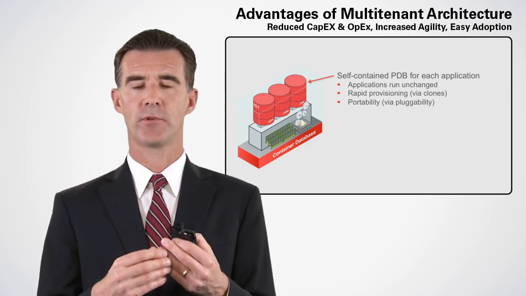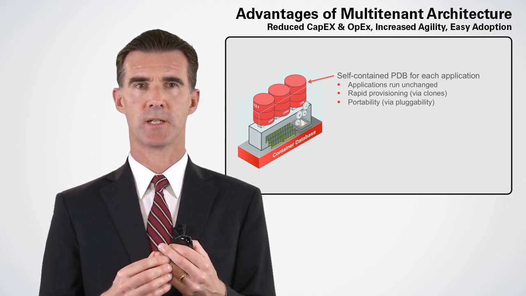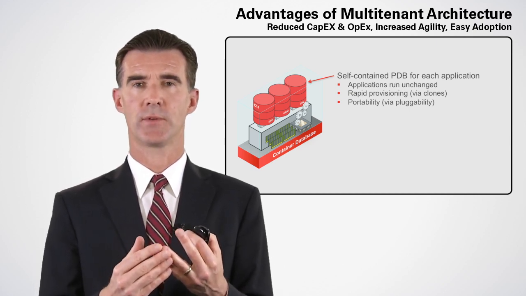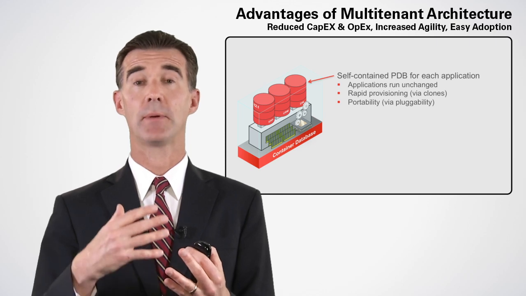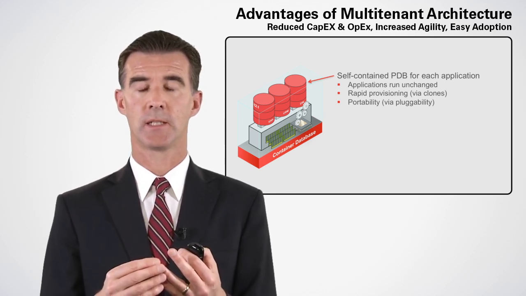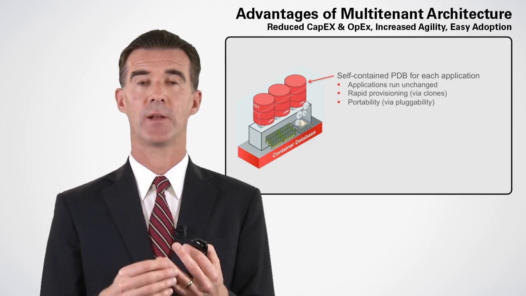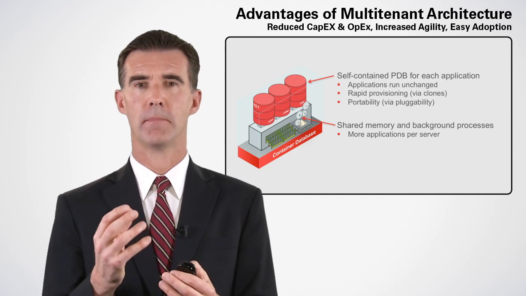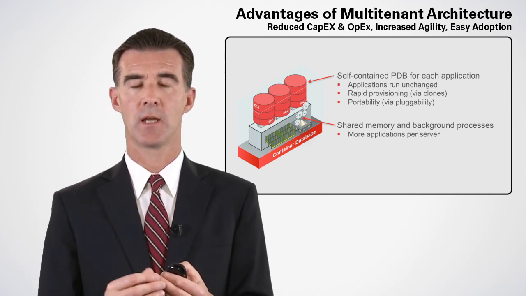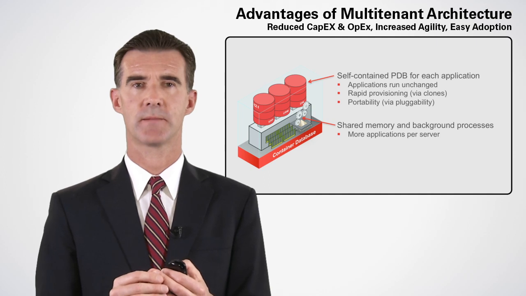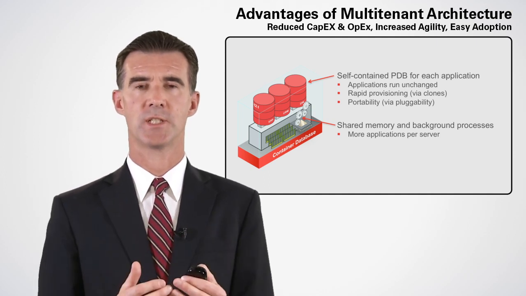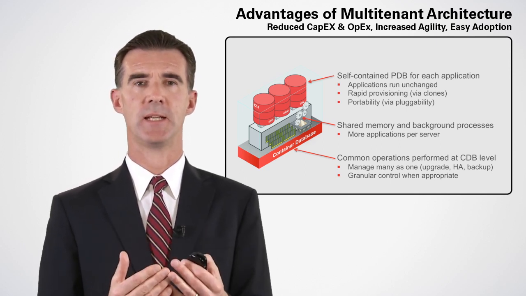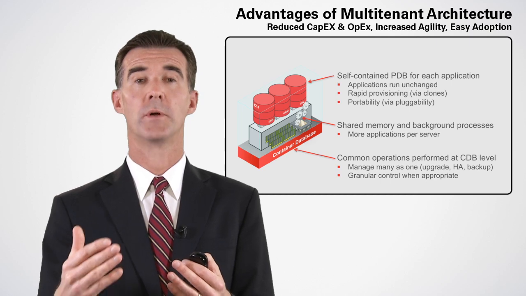Okay, so we've been through some of the major advantages of the multi-tenant architecture. To review this architecture, we've got a single self-contained PDB for each application. Applications run unchanged. We deliver rapid provisioning through clones, and a pluggable database is a portable database. We have a single shared memory and set of background processes across the entire container database. That means that you can support more applications per server. And finally, common operations are performed at the CDB level, so you can manage many as one, but retain granular control when appropriate.